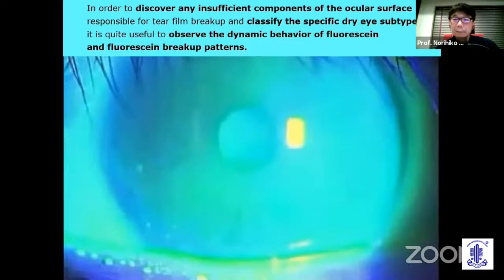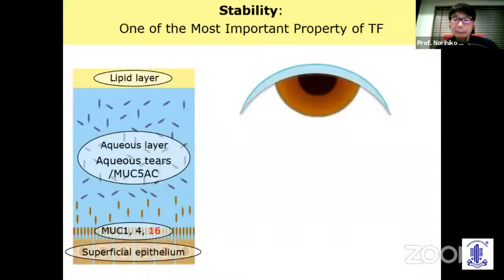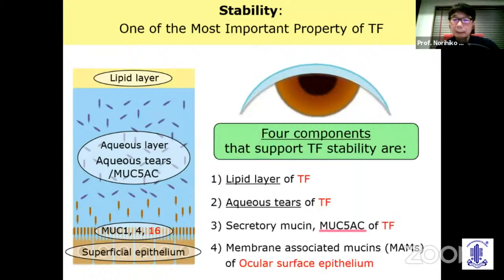One of the most important properties of tear film is stability. The four components that support tear film stability are the tear film lipid layer, that is thought to suppress evaporation of aqueous tears from the aqueous layer; and the aqueous tears of the tear film, in which sufficient aqueous tear volume is important for supporting tear film stability.